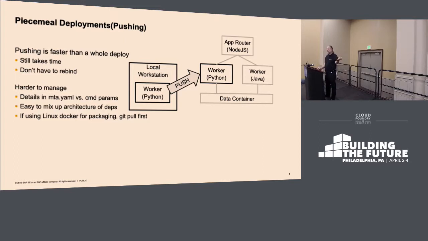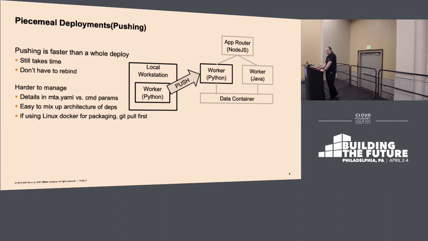Remember that timeline I had on the other slide. All that stuff adds up, and if you're doing it this way, sure, you can make a change locally, push it, and when it's ready and running, you can then hit it and see what your result was. But one thing you don't have to do is rebind all the services. You can push on top of something that already exists, and all the bindings will stay in place unless you manually undo them.